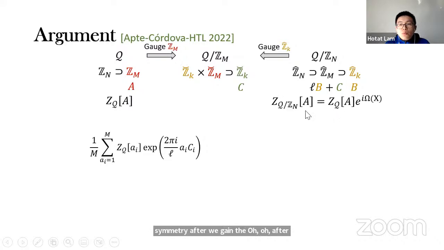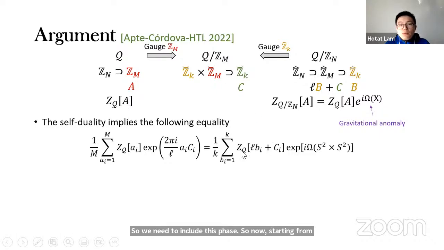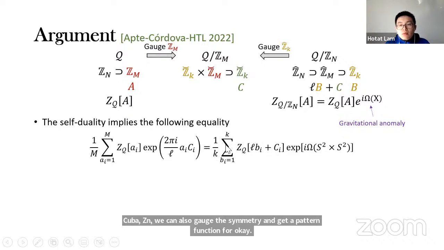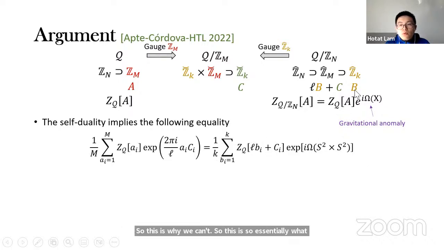Okay, so now we have a good control over the Zm partition functions, which we know is given by the same partition functions of Q with the Zm background turned on. But potentially there's a gravitational anomaly, so we need to include this phase. Okay, so now starting from Q mod Zn, we can also gauge the Zk symmetry and get a partition function for Q mod Zm. So essentially what we do is that we just sum over big B, and then this becomes the partition function of Q mod Zm.